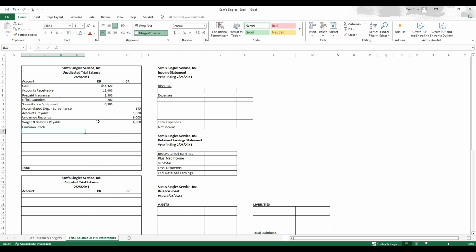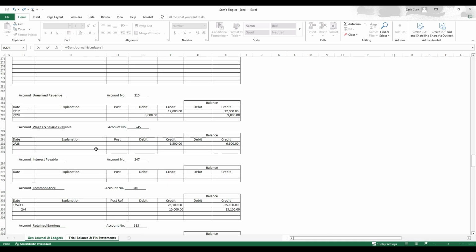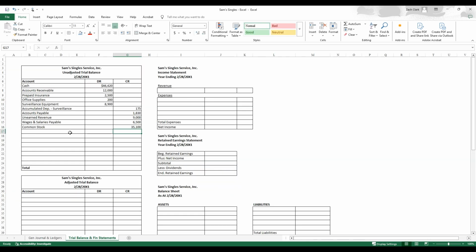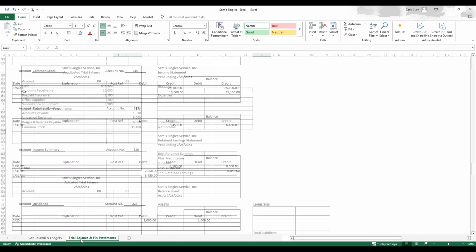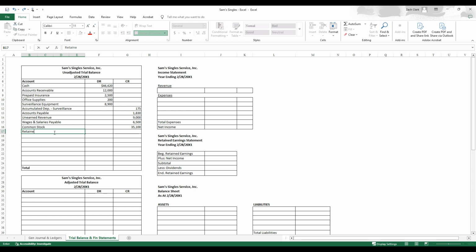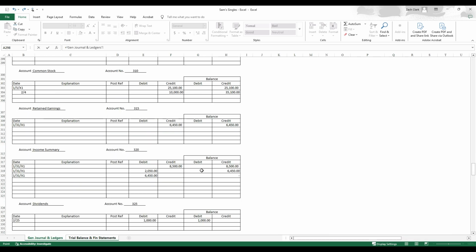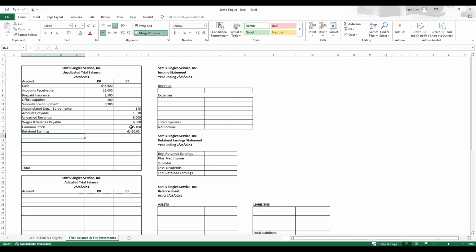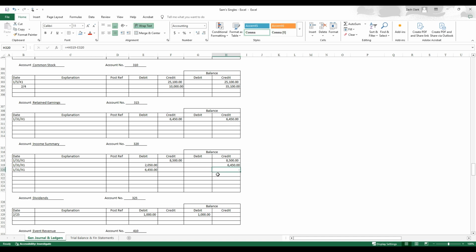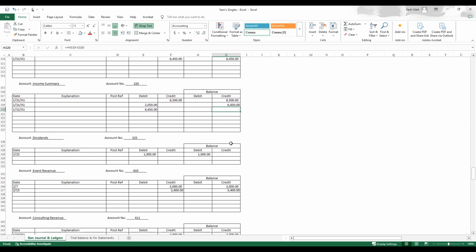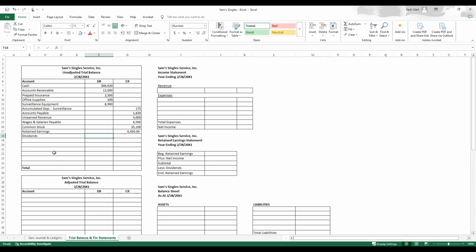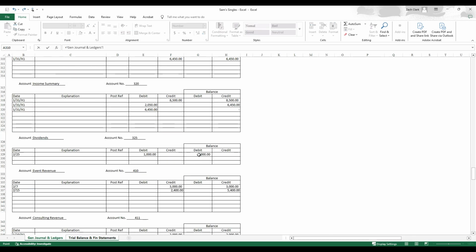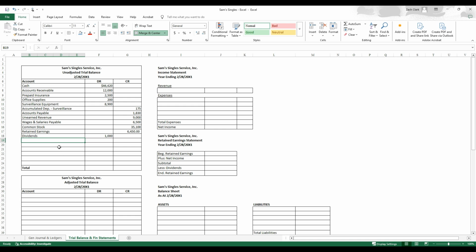Common stock is a total of 35,100. Retained earnings, that is a total of 6,450. Income summary, we just use that for closing. It's got a zero balance at all times, so we're not going to worry about that. Dividends, $1,000 debit balance. And then event revenue.